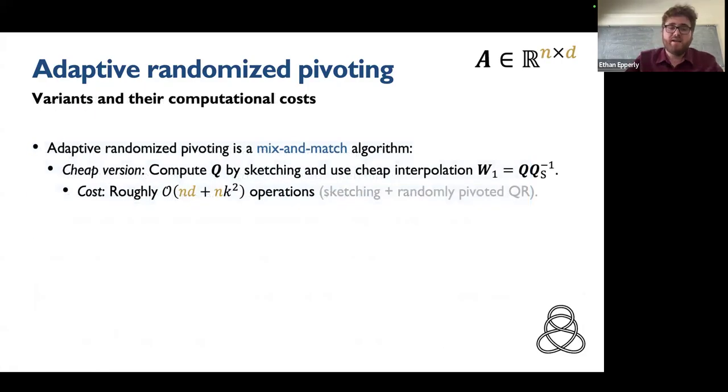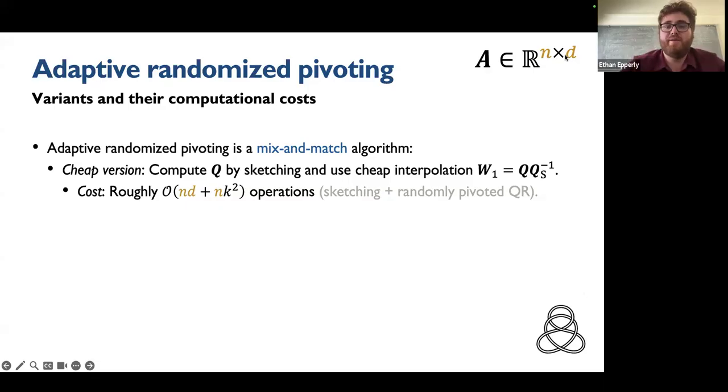All right. As I mentioned, this algorithm is kind of a mix and match. You can make a very fast approximate version, or you can make a more accurate but slower version. The cheapest way to run this algorithm is to compute this Q matrix using sketching, and then use this cheap interpolation matrix W1, which I again remind you is Q times Q_S inverse. The cost of this algorithm is roughly order ND plus NK squared operations. And that's really great because I remind you this matrix A has n times d elements.